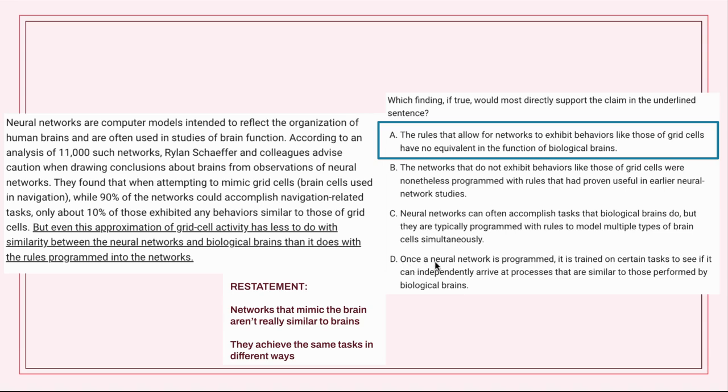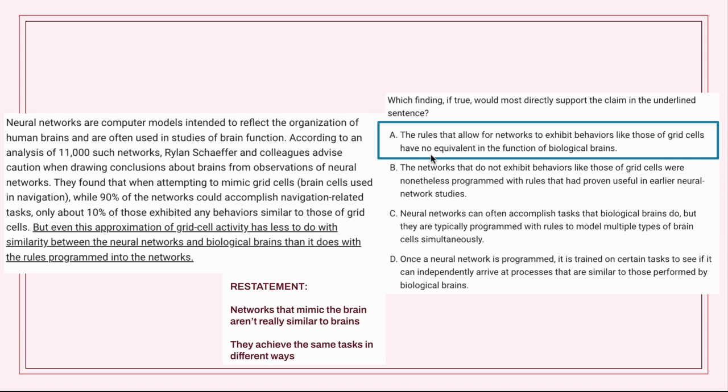D: once a neural network is programmed, it is trained on certain tasks to see if it can independently arrive at processes that are similar to those performed by biological brains. Honestly, this isn't even a finding. This is just saying what they do with the neural networks to test them. It doesn't actually say the results, to see what happens when they run them. It's just saying that we see if they can independently do the things that the brain does. But again, it's not saying whether it does them in the same way or in a different way. It's not really a finding to me, honestly. It's just saying what they do once they get the neural network up and running.